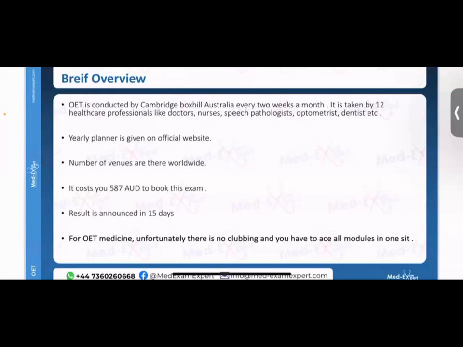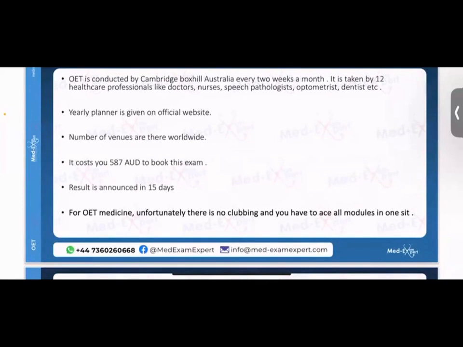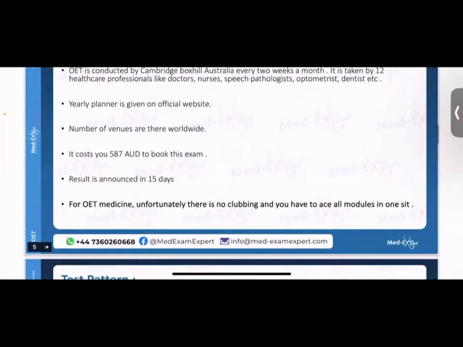Every 2 weeks the test is conducted on Saturday, and the result is announced on every Monday. So it takes approximately 13 to 15 days for the OET result to be announced, and no one is able to see your result because you will receive an email from Cambridge Boxel that your result is being uploaded on your OET portal, and you have to click that link to reach your portal, and you are the only one who can see the result.